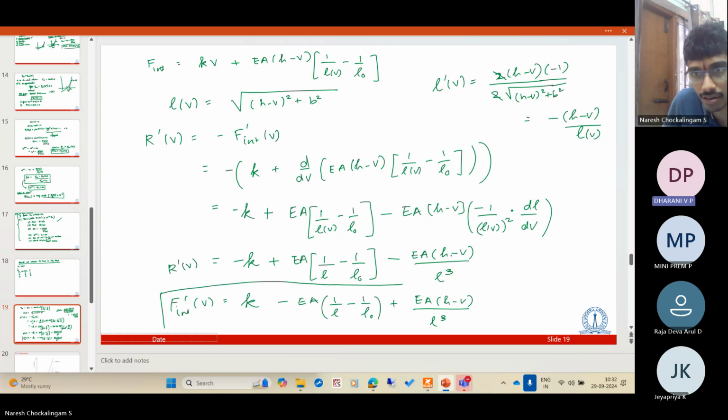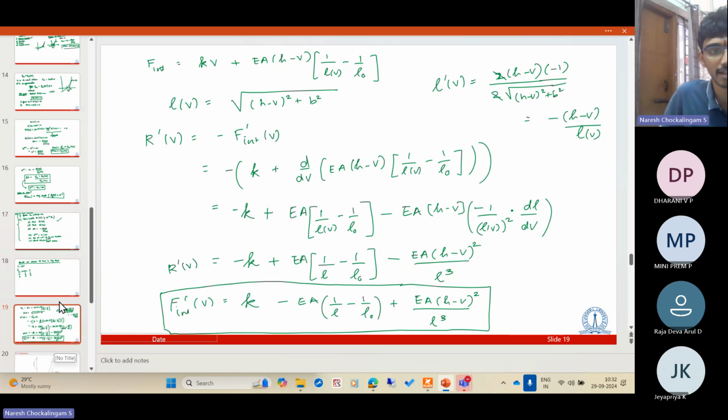H minus V squared, yeah. H and minus is also there. Okay, so minus is correct. There's a minus here, there's a minus here, and there is another minus here. So that's a net minus, and this F internal is negative of this, so this is fine. Okay, so we got F internal dash, we have F internal, we have F external. So we are set to solve the problem.